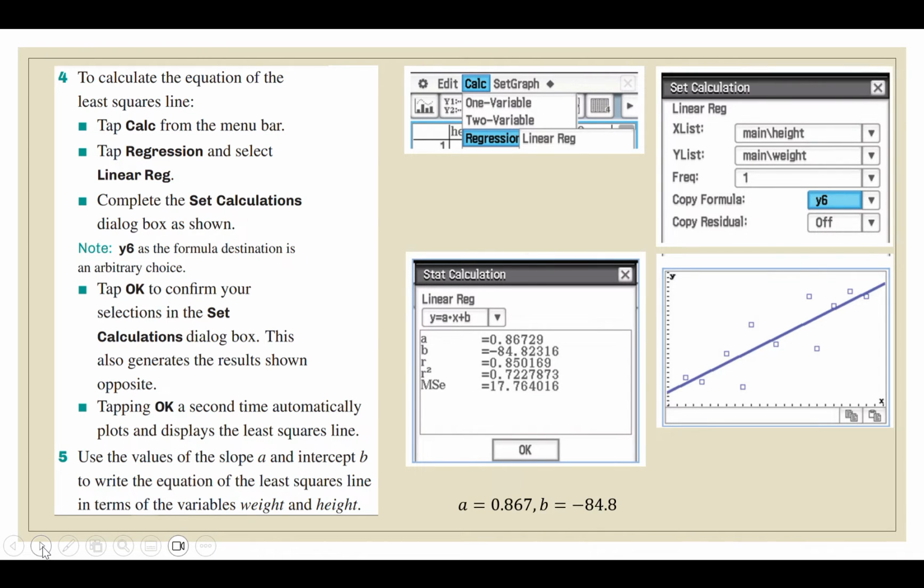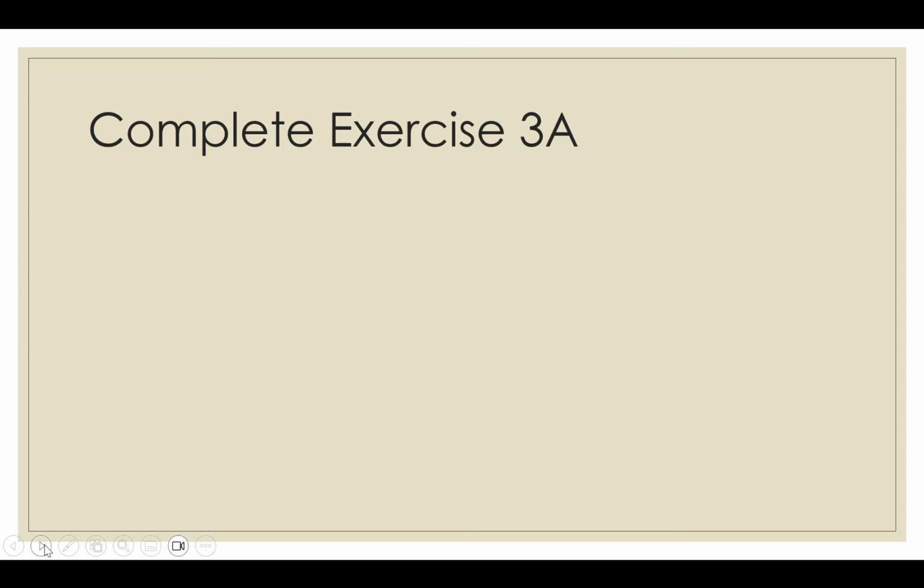All right, so then we could write our equation of our line here like so, 0.867x minus 84.8. Right, there's the first half of the exercise. You can stop here and give that a go if you want, but I'm going to keep going with the remainder of this video.